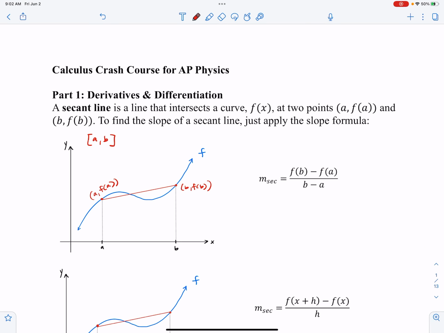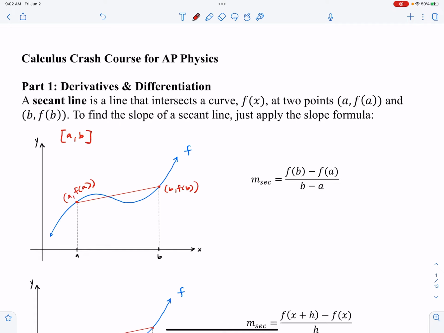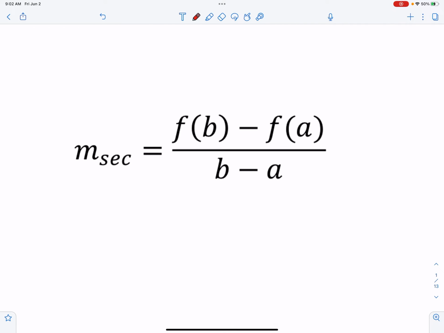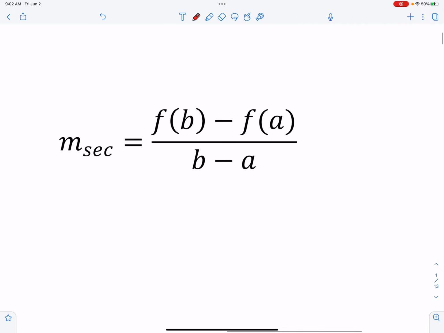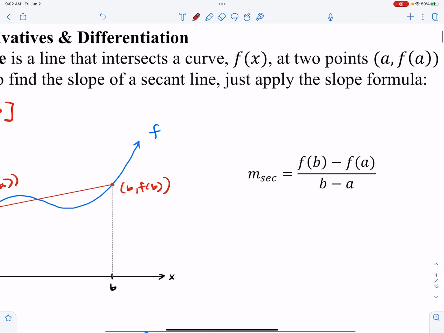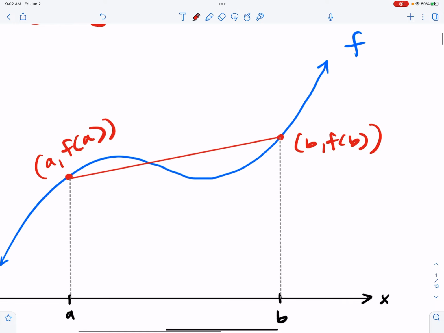And then if we wanted to find the slope of the secant line, we would just apply the slope formula, which is, remember, change in y over change in x. So in this case, change in y would be f of b minus f of a, and change in x would be b minus a. So that would be the slope of this line.